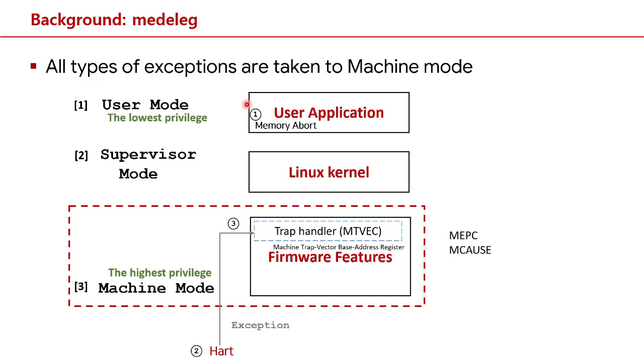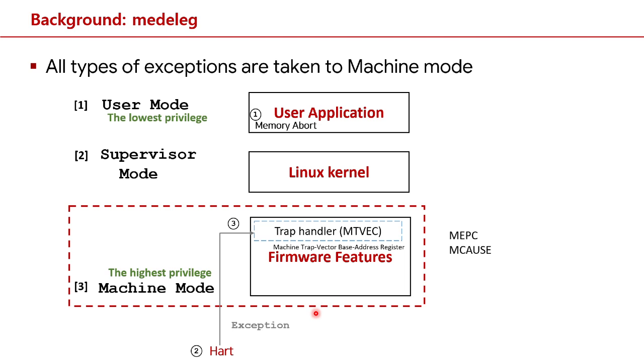So now that we got to know why we need the machine exception delegation register and machine interrupt delegation register, now let's explore the machine exception delegation register. This register is one of the control status registers in the RISC-V architecture. As the name implies, this register is only accessible in machine mode because it starts with the M letter.